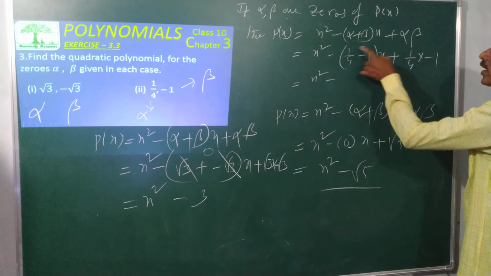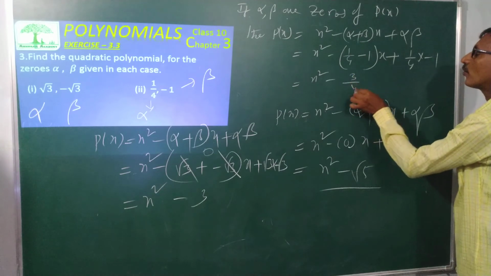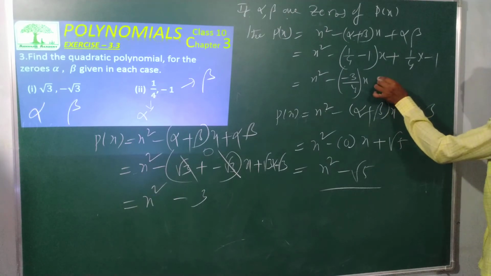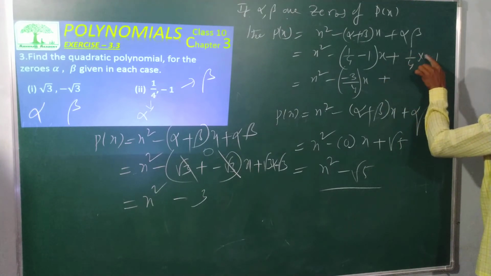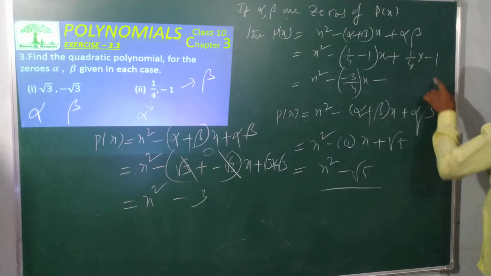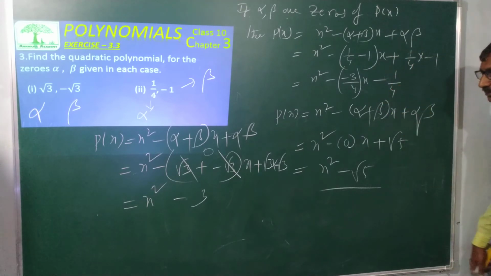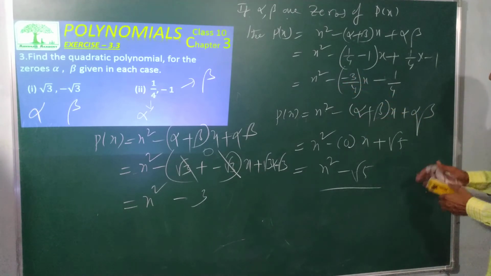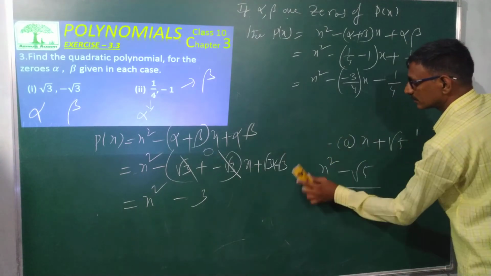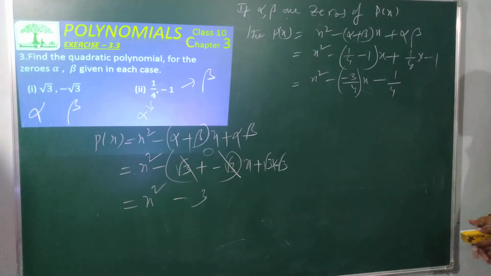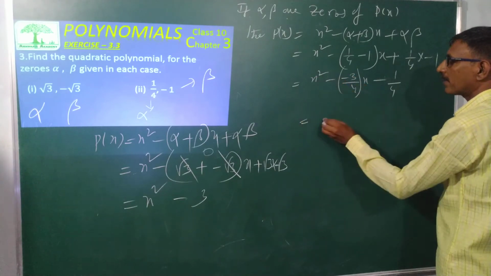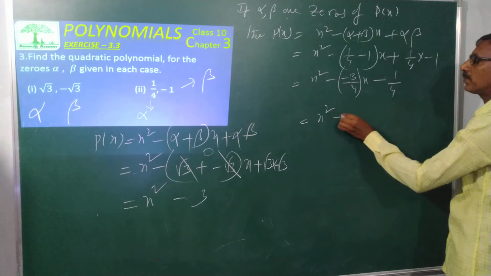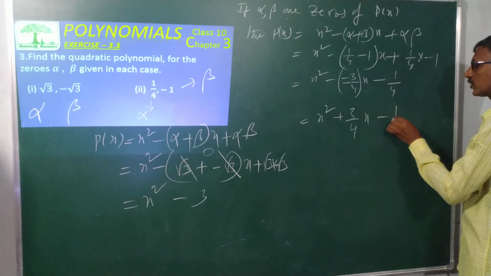1 by 4 minus 1, minus 3 by 4 x. Minus, minus. Plus of minus here, plus and minus becomes minus. 1 by 4. Here minus of minus how much? Plus. See here. Minus of minus, x square, minus of minus. x square I written as it is, minus of minus, so plus. Yes. 3 by 4 x minus 1 by 4.